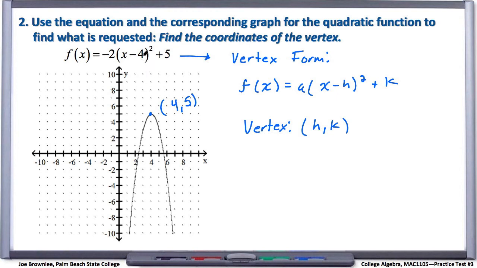So in this case, what is h? Well, h is 4. And what is k? Well, k is positive 5, isn't it? And so 4, 5, that matches up with what we visually thought it was. But again, it's always nice to double check to verify using the equation itself.